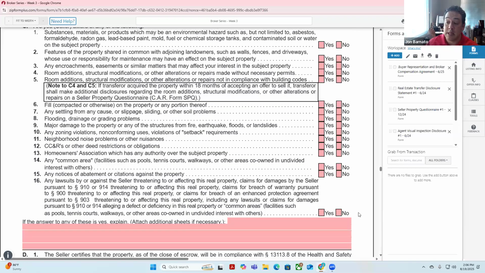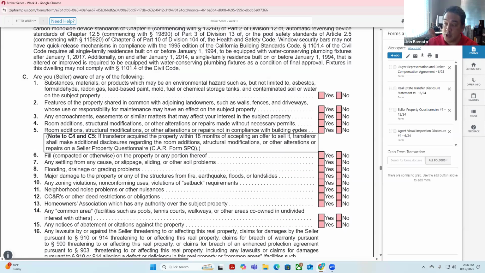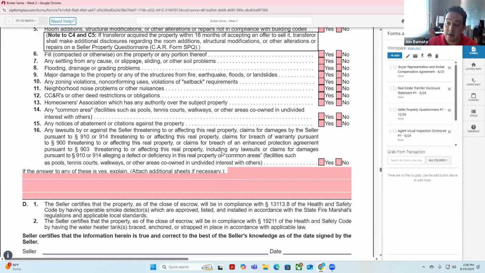Notice of abatement or citations against the property. This would be both, if there is an HOA, notice of citations or abatement against the property, both by the city or county or the HOA. And then any lawsuits against the seller affecting the real property would be there. And anything you check yes to will need to be disclosed down there.